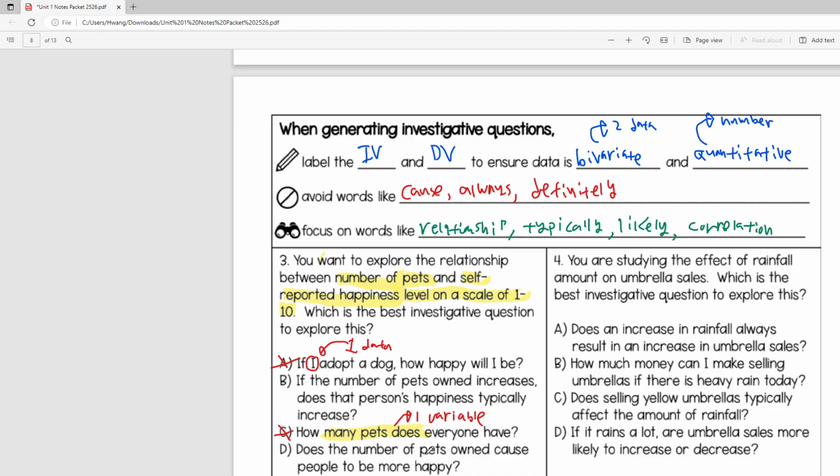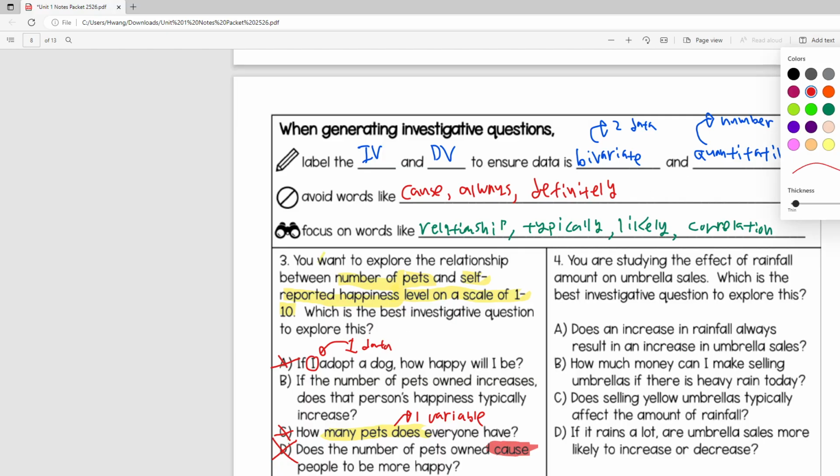Let's move on to example D. Does the number of pets owned cause people to be more happy? Guys, what did I tell you? The magic word. Cause. Cause is one of the words you should avoid. So when you see the word cause, you can 99% automatically erase that choice.